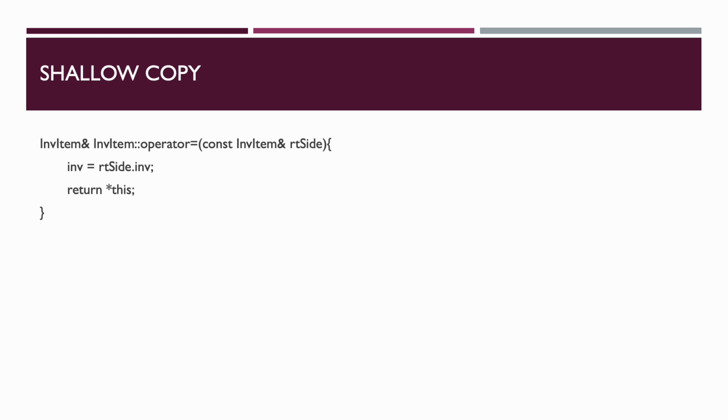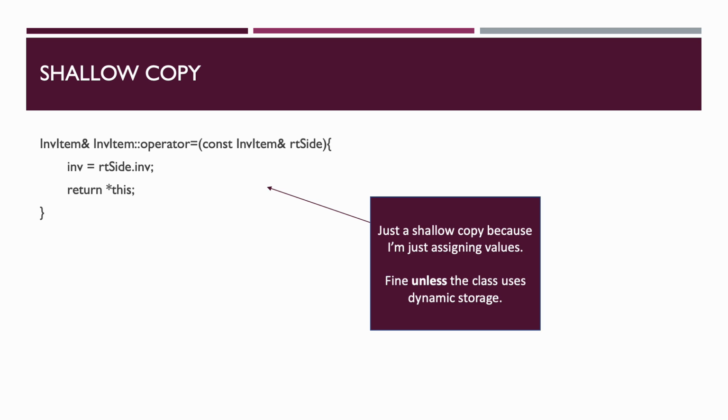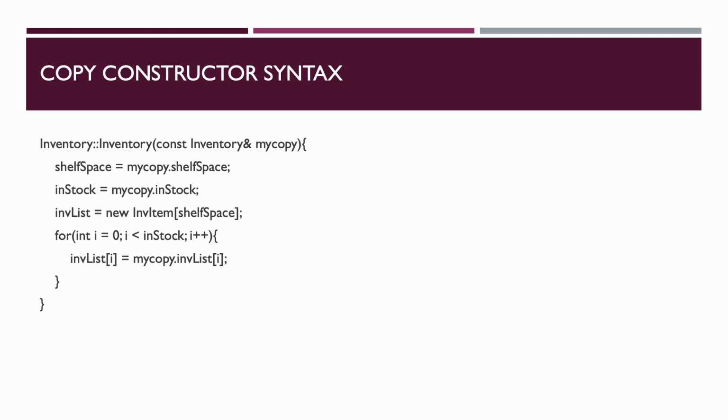So in this case, where your class uses dynamic memory, you need to implement a deep copy where you allocate new memory for the copied object and copy the contents instead of just copying the pointer. So just a shallow copy, because I'm just assigning values, is fine, unless the class uses dynamic storage.